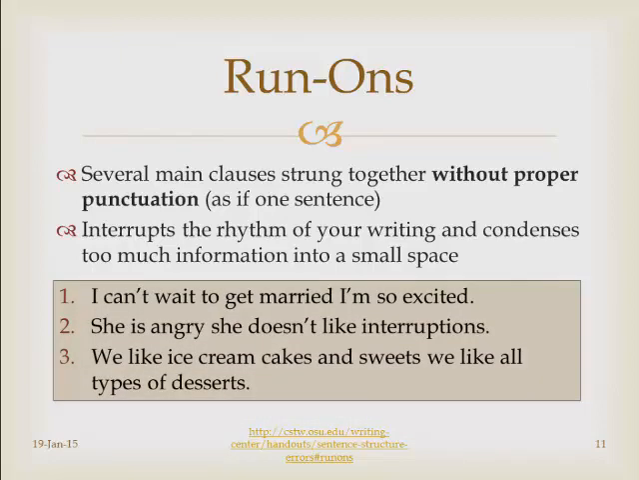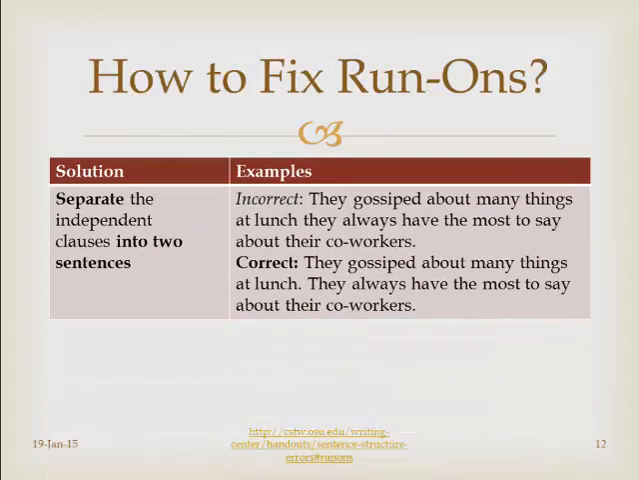It's like, I can't wait to get married I'm so excited. Run-on. There's no proper punctuation at all, although you have two main ideas here. She's angry she doesn't like interruptions. We like ice cream cakes and sweets and we all like types of desserts. These are called run-ons because you have different ideas that should be separated into different sentences or joined with a semicolon, but they're strung together without any proper punctuation. So how do we fix them?